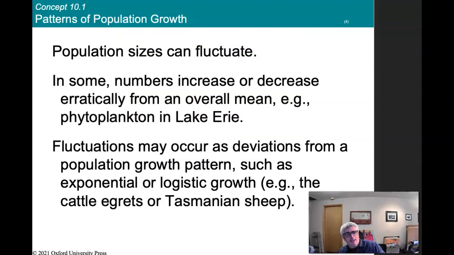So population sizes can fluctuate. In some, the numbers increase or decrease erratically from an overall mean. Examples are phytoplankton in Lake Erie. And fluctuations can occur as deviations from population growth patterns. So we can try to fit exponential or logistic growth curves to our populations to help kind of understand them.